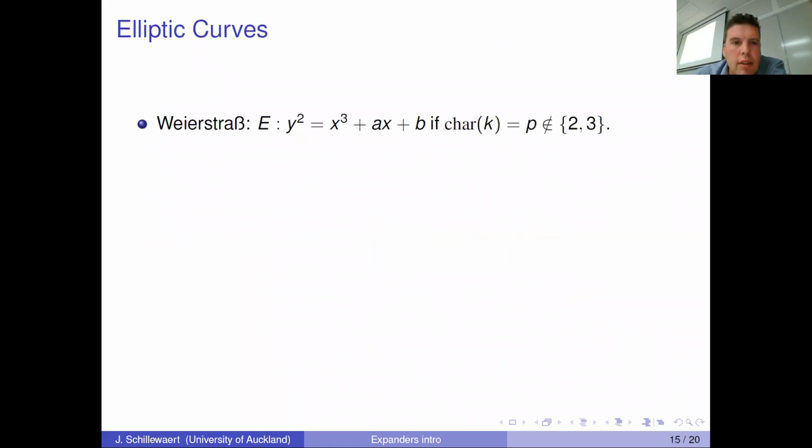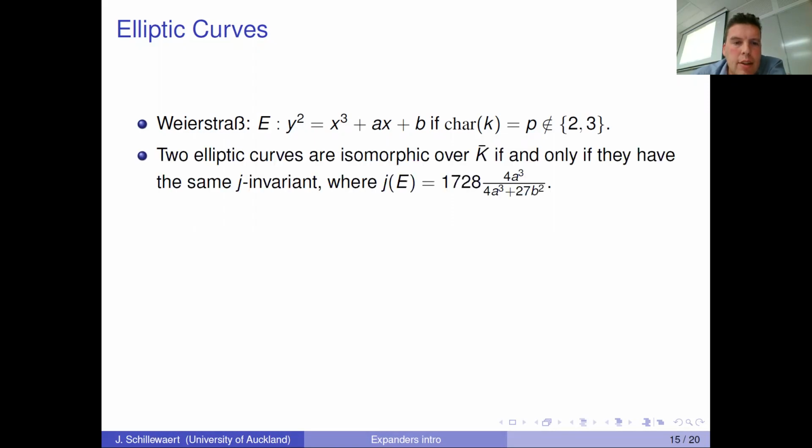Second construction, this is the Pizer graph. So these come from elliptic curves, and everything I say will be sort of a version of what Bo has already told you. So you can have the Weierstrass equation if the characteristic is not 2 or 3. And then you can define a so-called j-invariant that tells you when elliptic curves are isomorphic, which only depends on a and b. So that measures this.